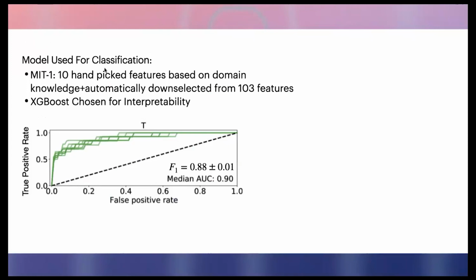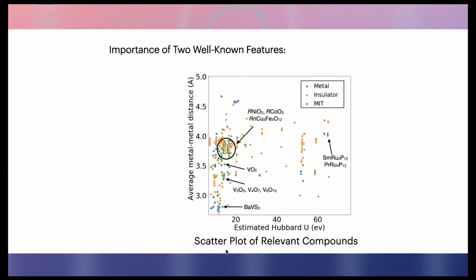The model used for classification is XGBoost. So XGBoost is a tree-based model. It's not a neural network. And the reason for that is tree-based models actually work when you have relatively few compounds. In order to avoid overfitting, we only picked 10 features. Some are things like the Hubbard U I was showing you, and some are automatically down-selected by the code using F1 scores. And it becomes quite interesting, right?